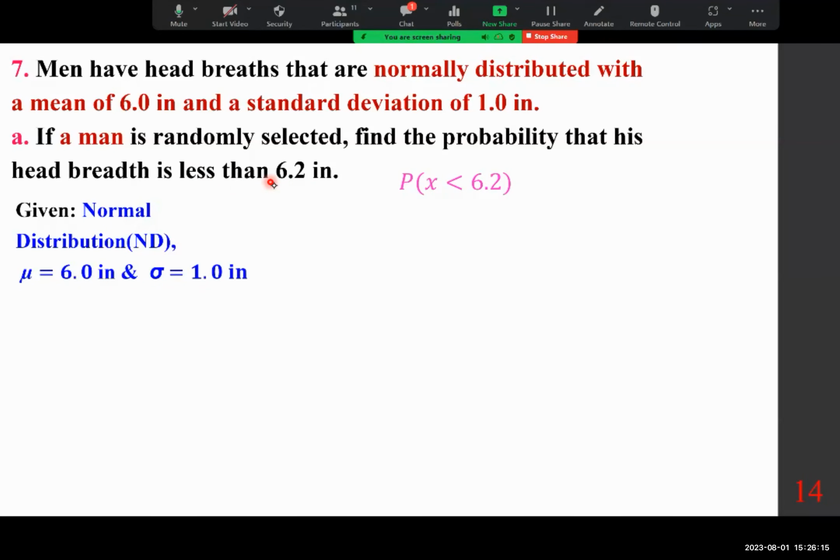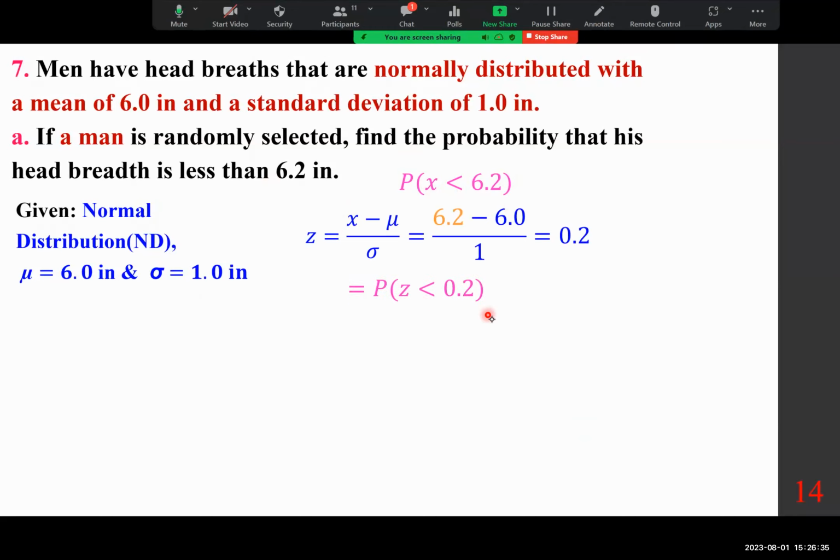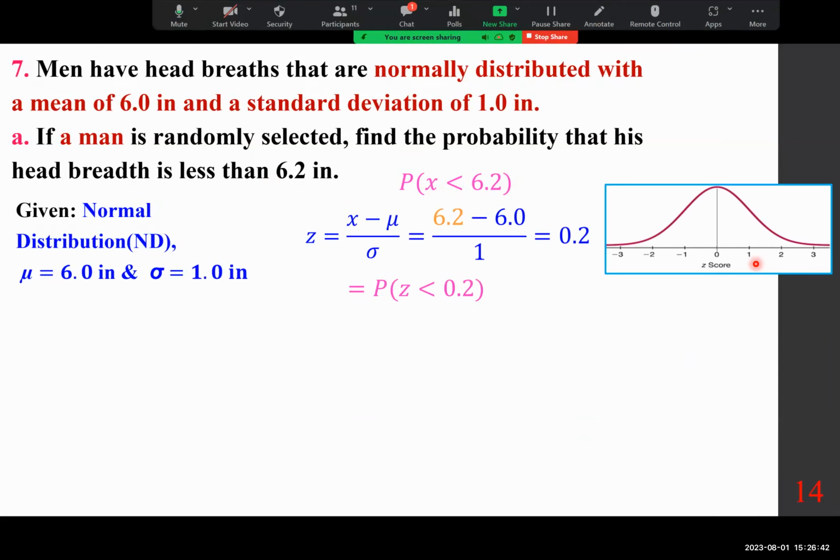Well, we're going to go with the z-score, which is X minus mu over sigma, where X is going to be 6.2, mu and sigma are given. And so the normal distribution changes to a standard normal distribution, SND, with z being 0.2, so probability of z less than 0.2. It is highly recommended you do the graph. So this is the general case. Roughly, this is 0.2. It doesn't have to be to scale.